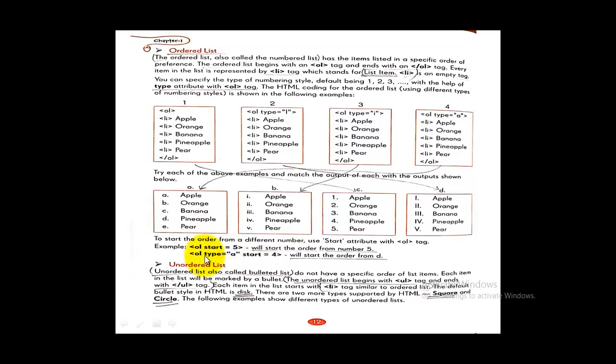Now listen carefully, this OL type A. Type A means the attribute is given as A. So the list will come in alphabetical order, but it will start from the fourth one. From the alphabet, that is A, B, C, D, the fourth alphabet is D. So the order will start from D. Instead of starting from A here, it will start from D: D, E, F, G, H like this.